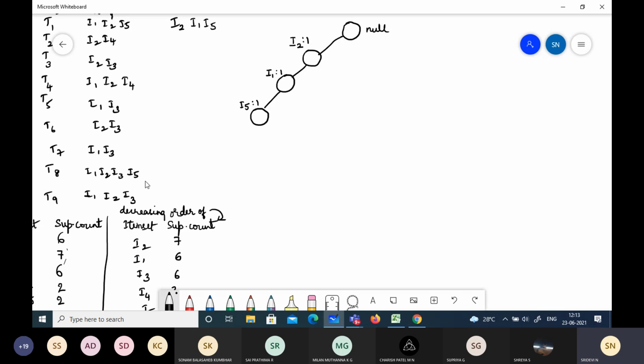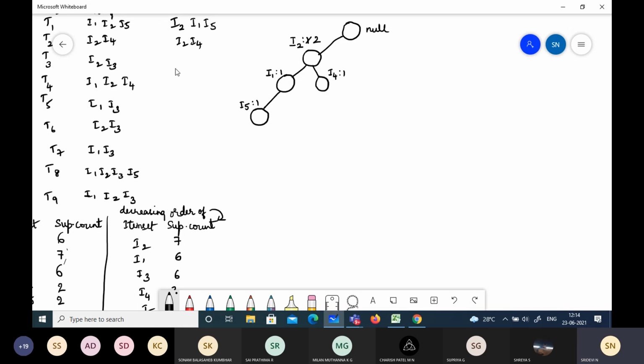Next transaction, it's already in order, isn't it? I2 first and then I4. It's already in order, so I2 and I4. I have to represent it here. Now I'll come here. I2 is already present, so I'll increment the count to 2. And then I search whether I4 is already present so that I can increment the count there itself. As it is not present, I'll take a different path and note down I4, appearing for the first time. Okay, is that clear?